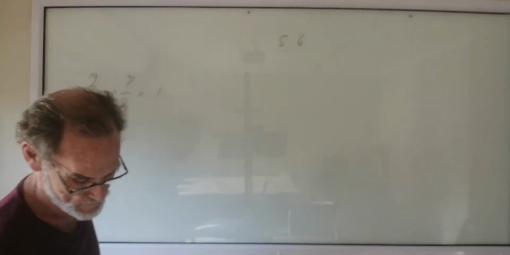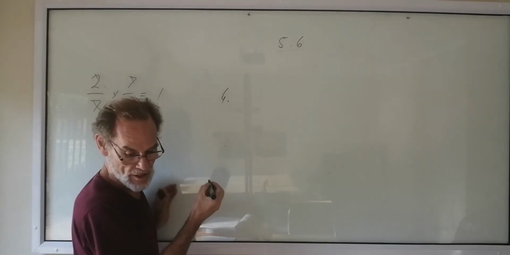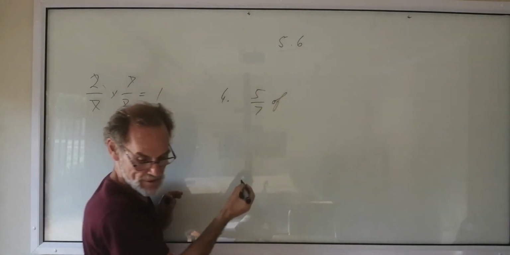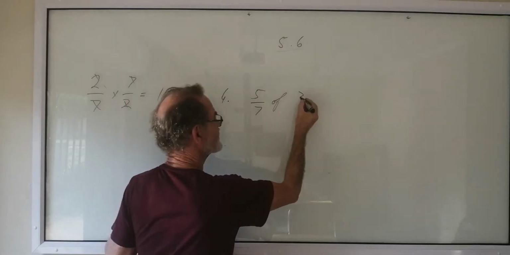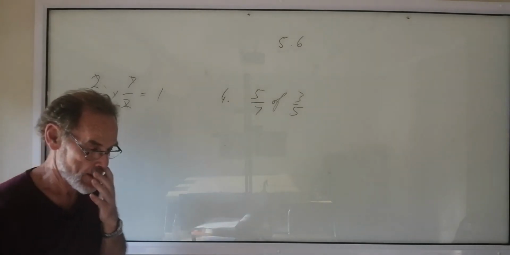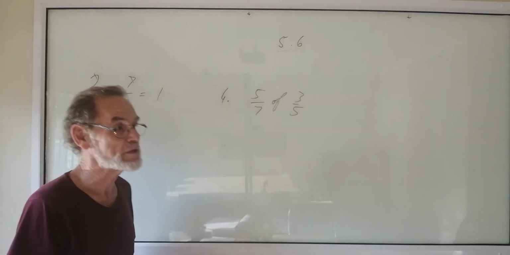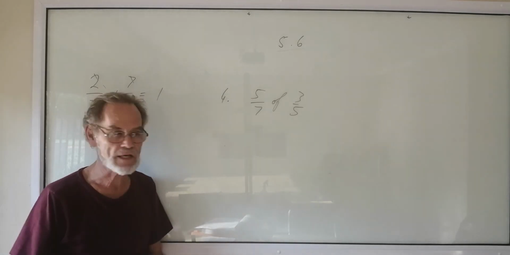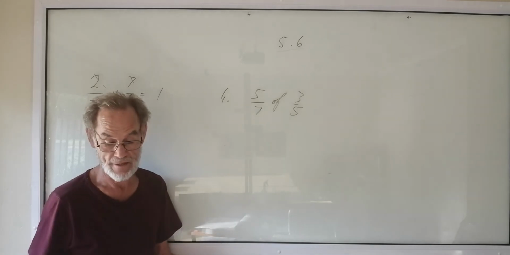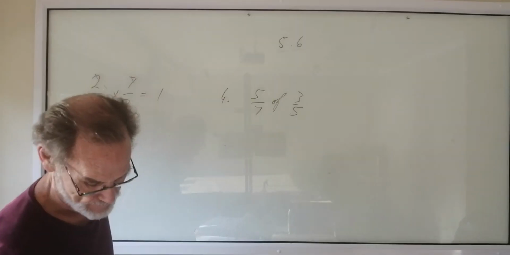Question 4 just ends up being 5/7 of 3/5. I'm just interpreting the questions for you because the biggest problem with these questions is interpreting them. Changing them from English into an equation or from English into an expression. So once you've done that, it's just pure mathematics to work it out.